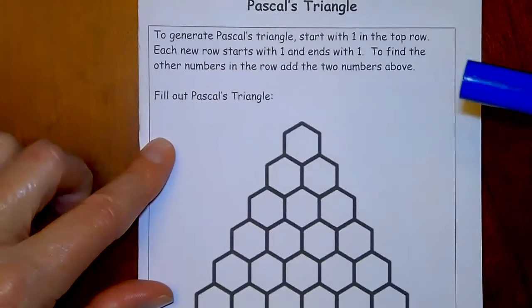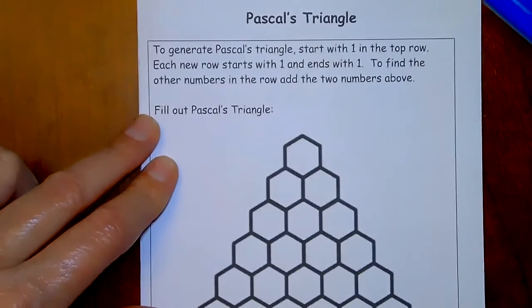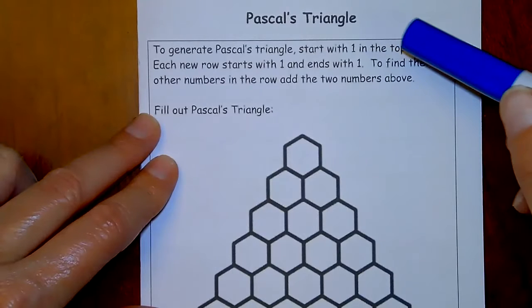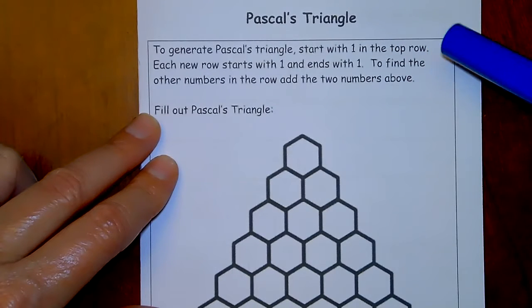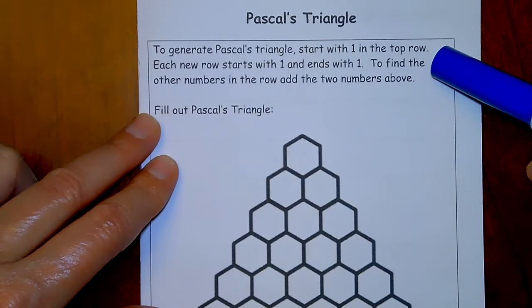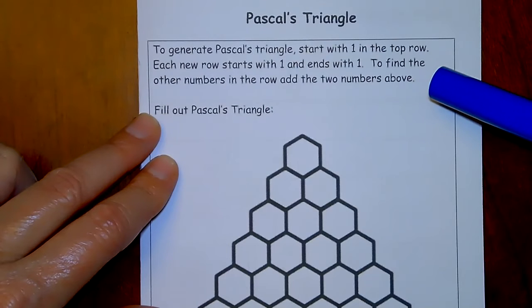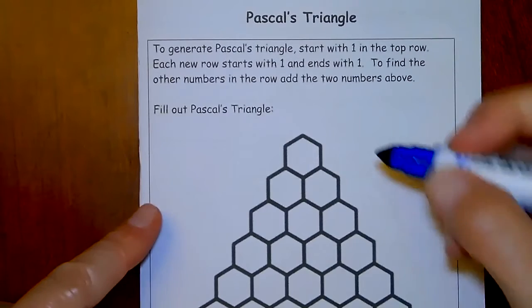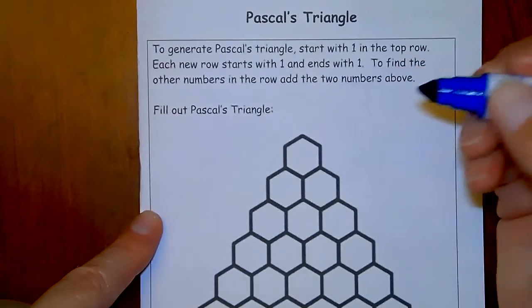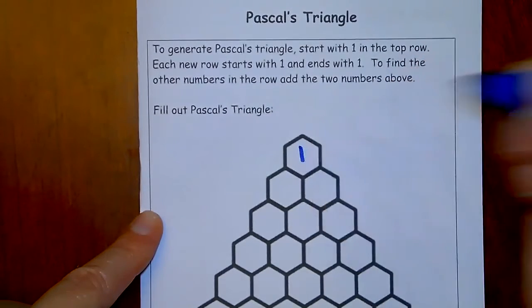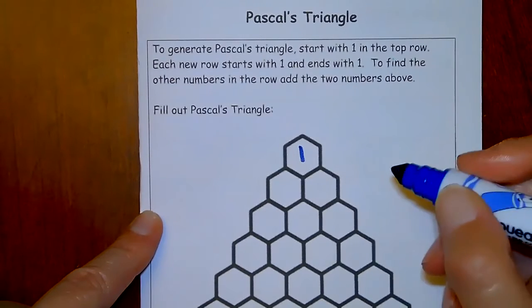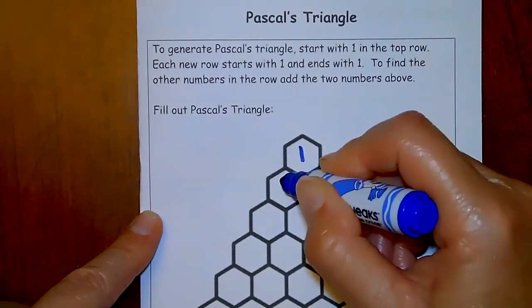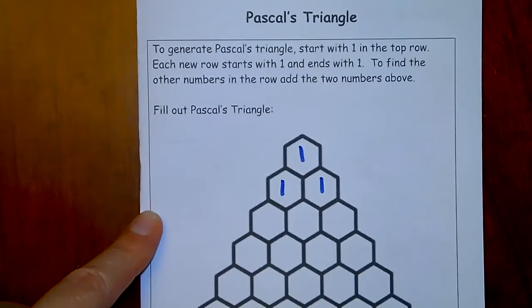So to generate Pascal's triangle, start with a 1 in the top row, and each new row starts with a 1 and ends with a 1. Then to find the numbers in the row, add the two numbers above. So again, every row starts and stops with a 1. Since there's only one spot in the first row, it is 1. The second row, again, you're going to start with a 1 and end with a 1. So you get a 1 and a 1.